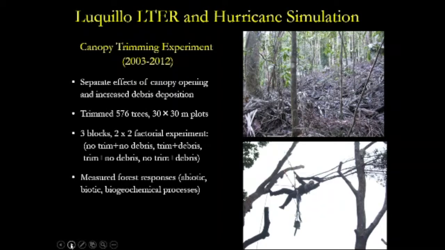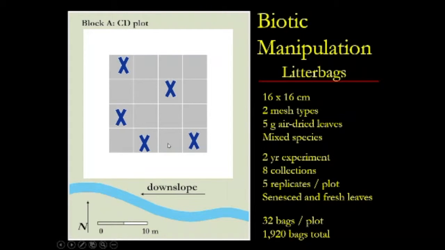And what we did was set up a wood litter decomposition experiment. The plots were laid out divided into 16 plots, and we randomly selected 5 of those 16. We built litter bags using 2 mesh types, to exclude the entrance of the organisms, so we could look at the effects they would have within this context of the hurricane simulation.